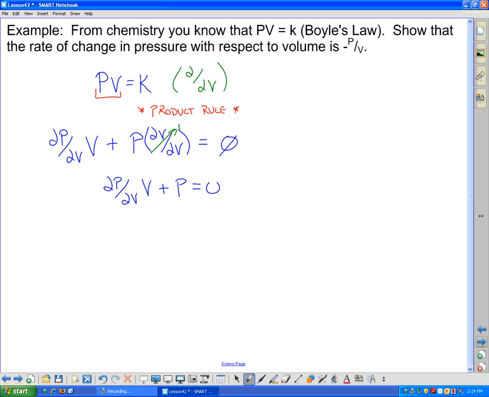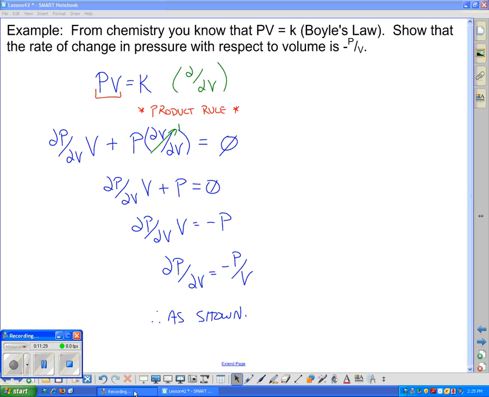plus P equals 0. We are looking for the change in pressure with respect to volume, so we're just going to isolate dP by dV. That's going to be negative P. So the change in pressure with respect to volume is equal to negative P over V. So therefore, as shown. All right. So it's just using something from chemistry, and we're showing that the change in pressure with respect to volume is equal to negative P over V, a formula I'm sure you're given when you're going through the 3U and 4U chemistries. All right.